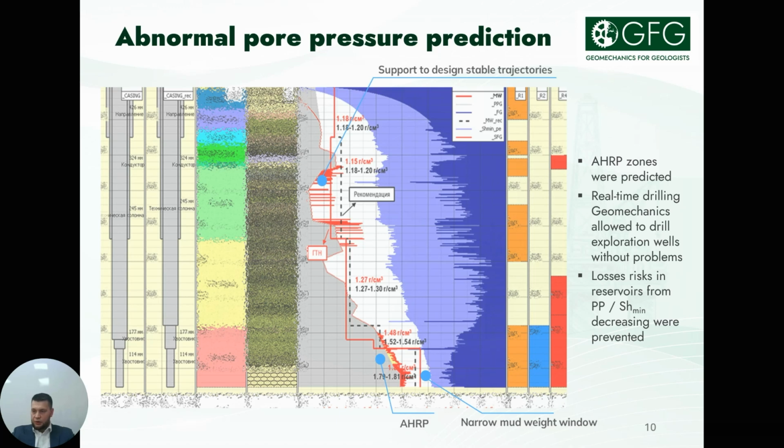Please pay attention to the example given on this slide. It shows the calculation of the abnormal pore pressure, and the recommendations are given to clarify the safe mud weight. As we can see, in accordance with the recommendation, the mud weight was increased by 15%. This in turn led to a decrease of gas showings and an increase in rate of penetration.